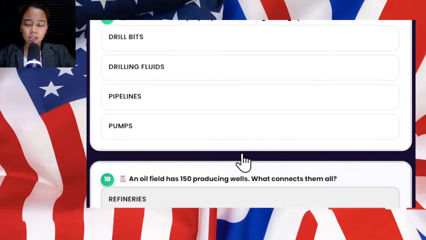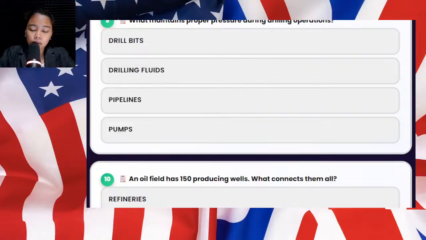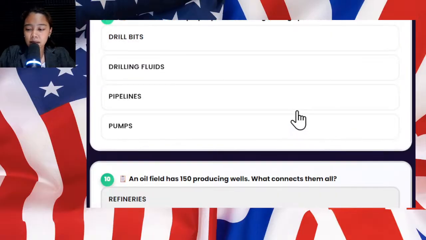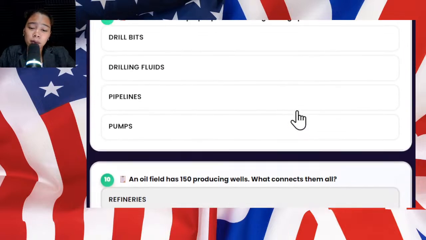Here, the question is, what maintains proper pressure during drilling operations? Now, when we say drill bit, that is the tool that we use to cut into rocks. So it does not maintain proper pressure because its main purpose is for cutting rocks. Next, we have pipelines. We already talked about pipelines earlier. This is a system of pipes for transportation of natural gas or crude oil.